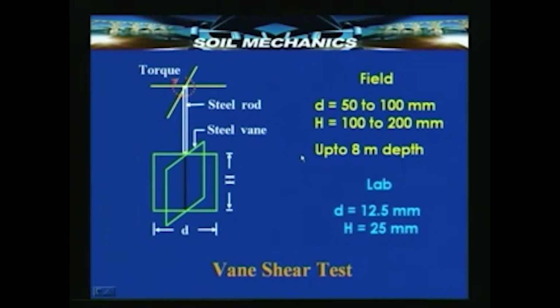This particular test can be done either in the field or in the lab. The equipment that is used in the field is slightly large in dimensions. Diameter is 50 to 100 millimeter, height is 100 to 200 millimeters, and it can go up to 8 meters depth in very soft soils. On the other hand, if we want to do this on a laboratory sample, the equipment has to be much smaller in dimension. D is usually around 12.5 mm and the height is double that, 25 mm.